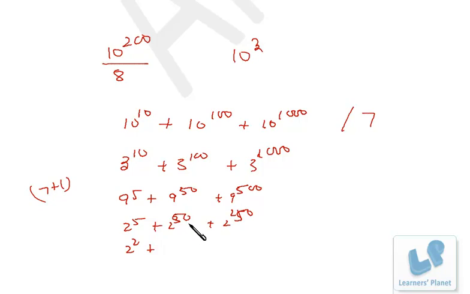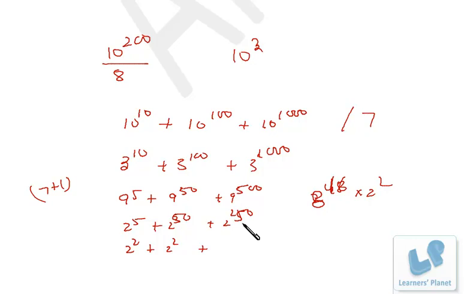Here, 2 raised to 48 into 2 square. 2 raised to 48 is what? It's actually 8 raised to 48 divided by 3, that is 8 raised to 16. So that's 7 plus 1 raised to 16. So 1 is the remainder, and that's 2 square we are left with.